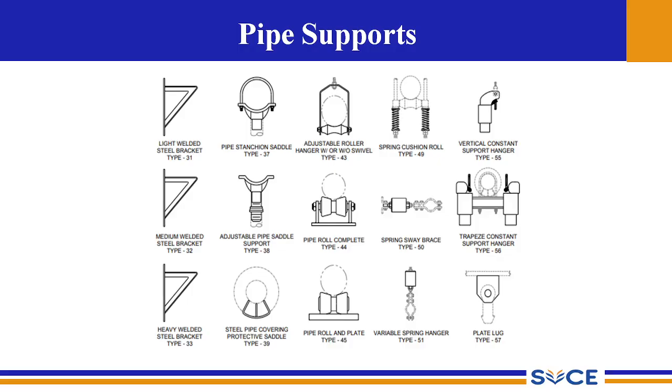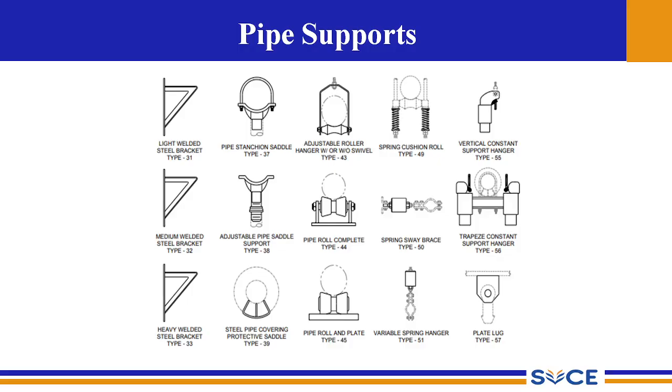Next is type 44, pipe roll complete. So the pipe roll complete is a device used for supporting horizontal piping where vertical adjustment is unnecessary, and it consists of a roller that allows for axial movement without any frictional resistance. Then type 45 is a pipe roll and plate arrangement. So it is a device used to support horizontal piping having minimal axial movement from beneath the pipe. So here also we do not require any vertical adjustments.